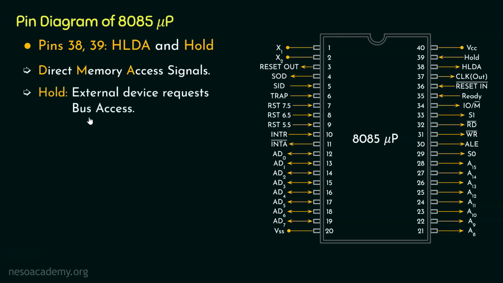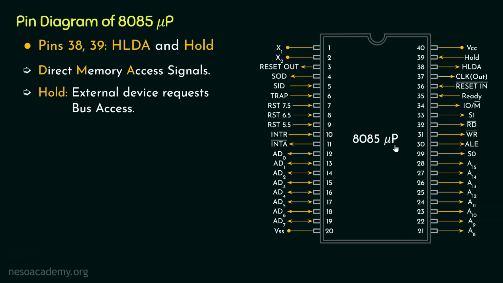Coming to pin number 39, that is hold, it is used so that the external devices can request the bus access. Now what do I mean by bus access? When hold is generated, the microprocessor is actually being requested by the device which is generating the hold request so that the microprocessor can relinquish the access of the bus, that is the data and the address bus. Remember, it is just a request.